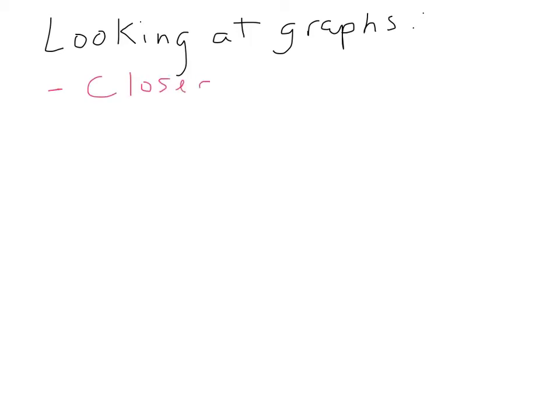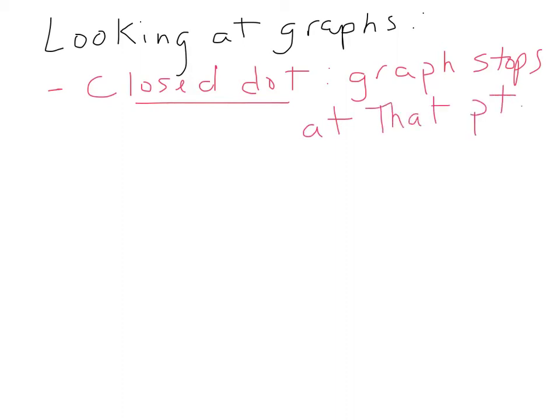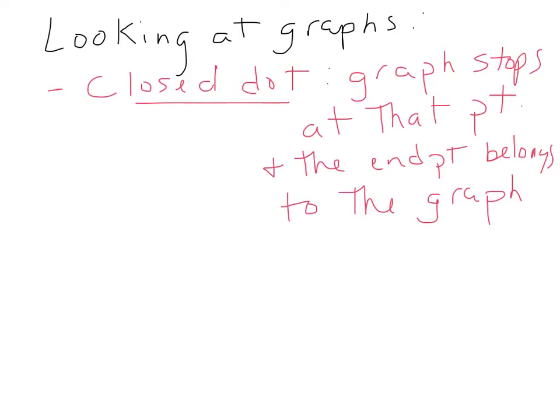So when we look at graphs, there are certain things that we can determine, or information that we can get from graphs. Okay. So one of the things we can look at is whenever there is a closed dot. Okay. A closed dot tells us that the graph stops at that point. Okay. The graph stops at that point, and the endpoint, which is what it would be if that's where it stops, belongs to the graph. Okay. That endpoint is one of the values on the graph. It is a solution to that particular function.